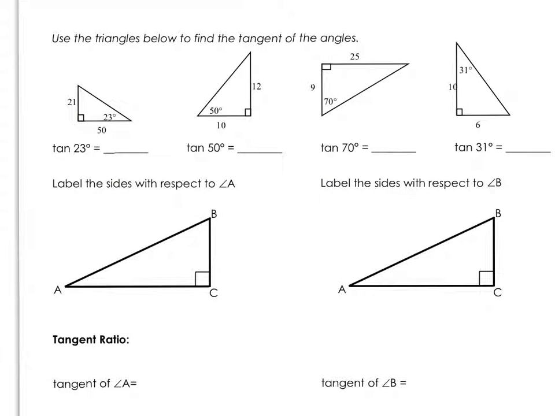We can take a look and find the tangent of other angles. In this triangle, here's the 23-degree angle. The tangent ratio is asking what is the tangent of 23? It's the ratio of the leg opposite to the 23 to the leg adjacent to the 23. So the tangent of 23 is going to be equal to 21, that opposite leg, over 50. I would urge you to pause the video right now and try the next three.